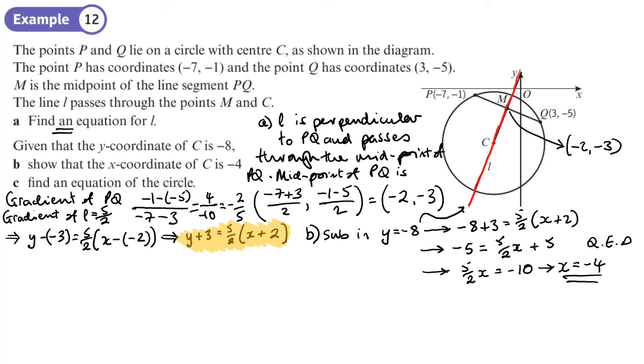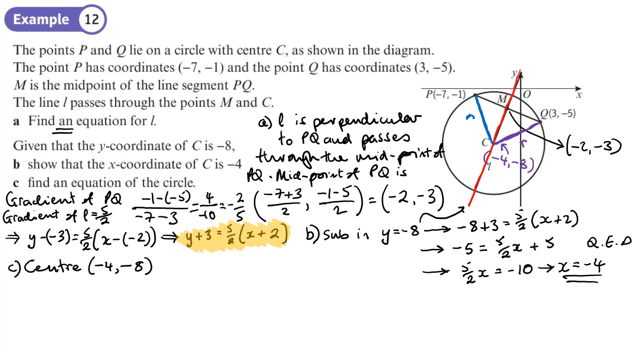Okay, part C says find an equation of the circle. So we have the center of the circle. So we've got half of what we need, and the center is -4, -8. We got that from the last bit. So what we need now is the radius of the circle. Now the radius of the circle is the distance from the center to any point on the circumference. So for example, that is the radius. Or I could even use this as the radius. And I know the center is -4, -8. So I can use that along with one of those coordinates and find the distance between those coordinates.